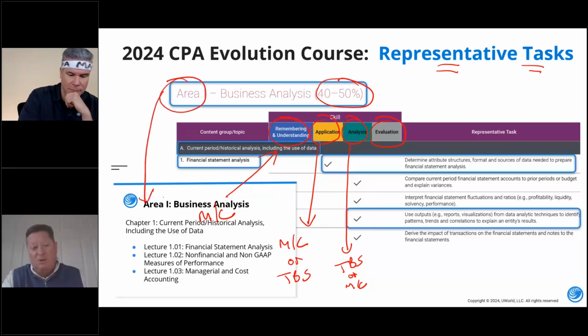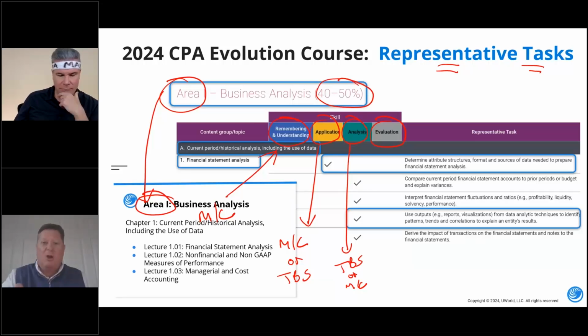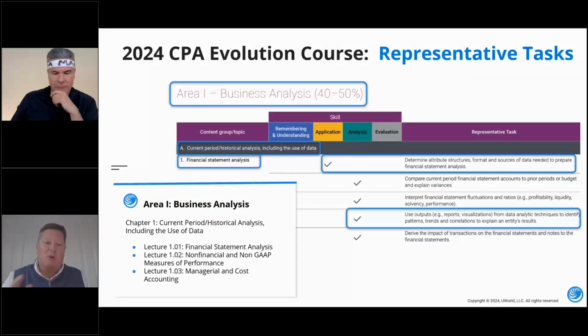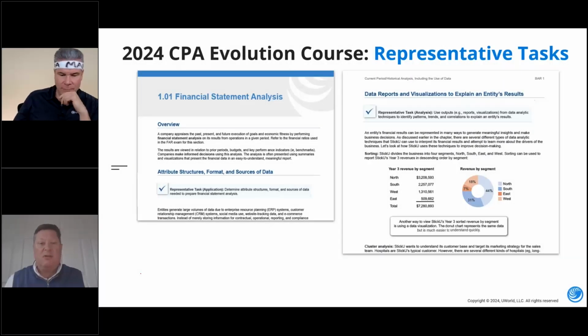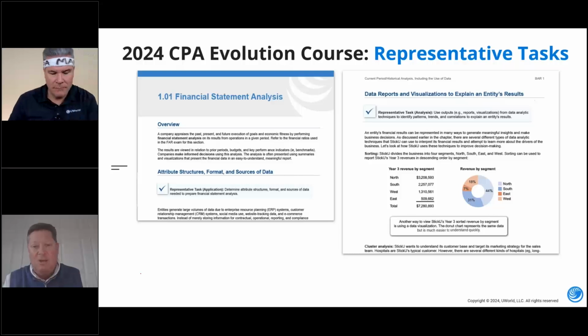So if Pete kicks off the FAR section, the first 30 seconds, he's welcoming you to the system and he's talking about what's going to be on this exam. Check out the representative task. We go to the next slide. This is exactly what it looks like. So here it is in the ebook.